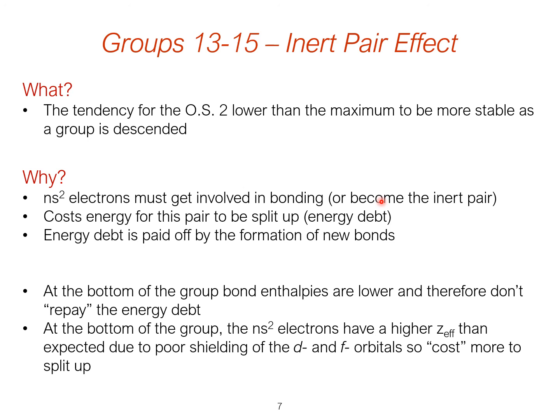So at the bottom of the group, there's almost a double whammy of why it's not going to happen, why we can't reach the maximum oxidation state. It's because this energy debt costs more, because it costs more to split up this pair of s electrons because of the higher effective nuclear charge, and also the way of paying it off through the creation of bonds just doesn't make up for it because the bond enthalpies are much lower at the bottom of the group.